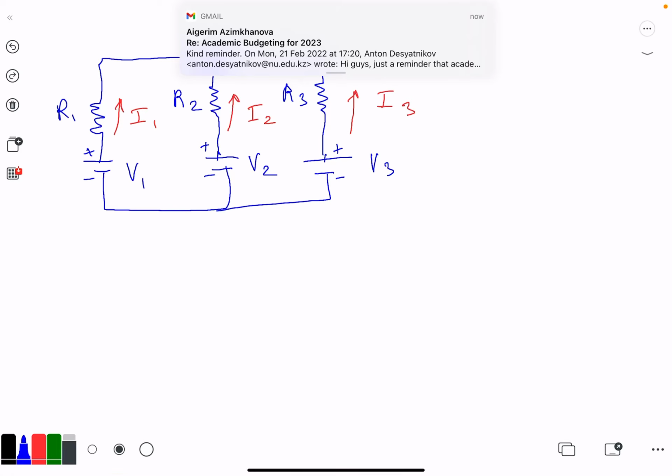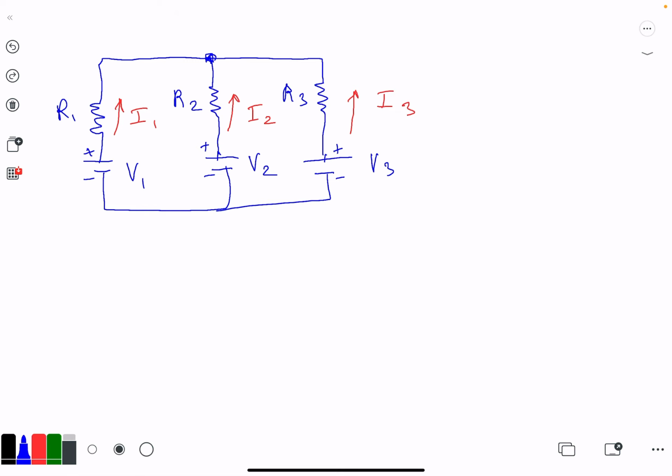Currents in a circuit. The diagram below shows a circuit where R1, R2, R3 are given and voltages are given. So we have to find the value of each current. In order to solve this problem, we have to know a few rules, which can help you to solve any similar problems.